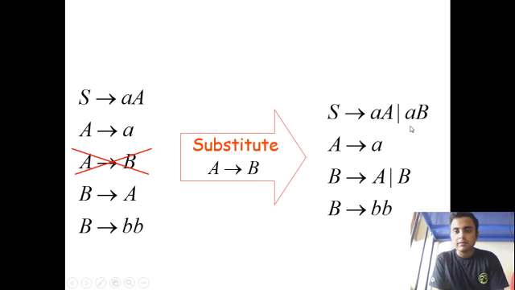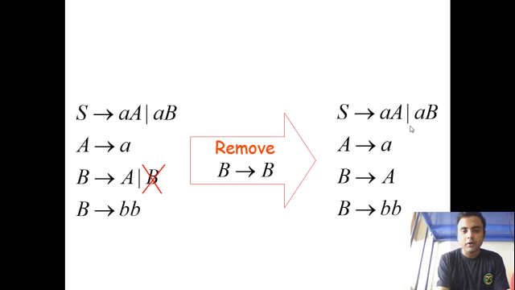Capital S tends to small a, capital A, capital S tends to small a, capital B. Capital A tends to small a, capital B tends to capital A, capital B. Capital B tends to small b, small b. But now we have got a production of the form capital B tends to capital B. As we have told, every production of the form capital B tends to capital B should be removed immediately, wherever it is in the productions.